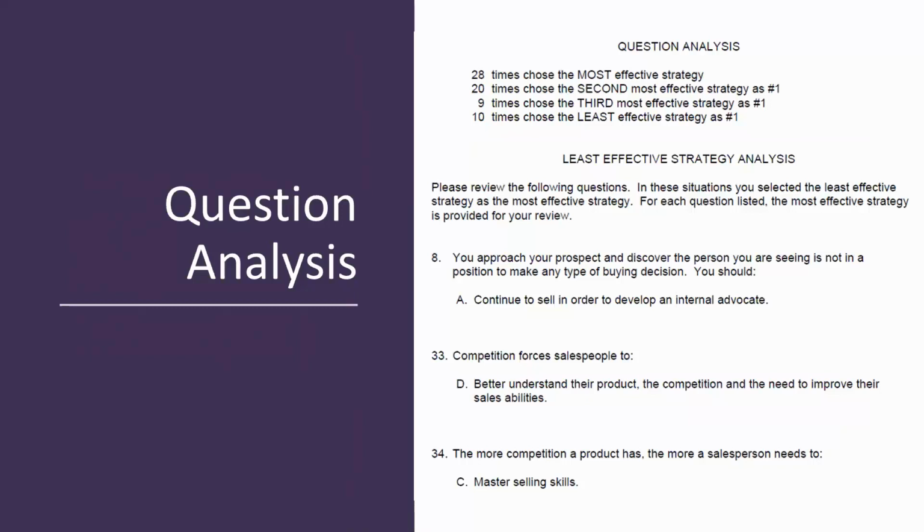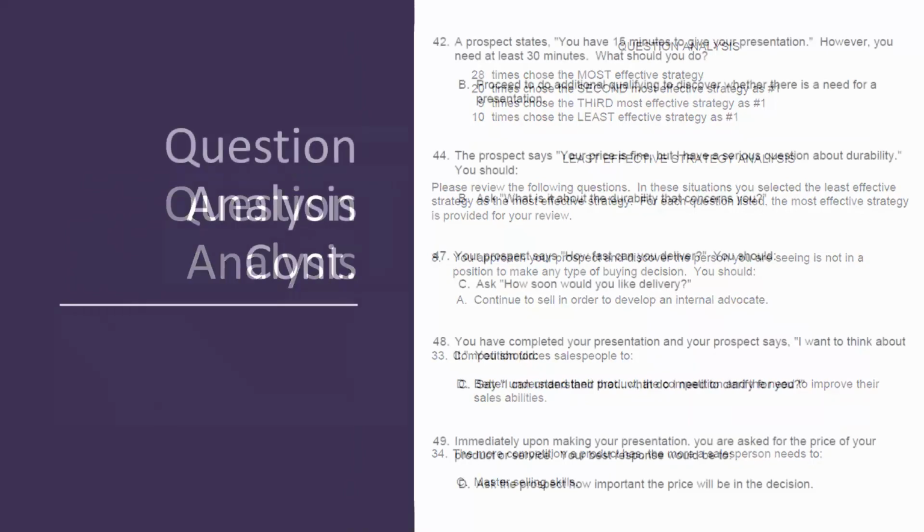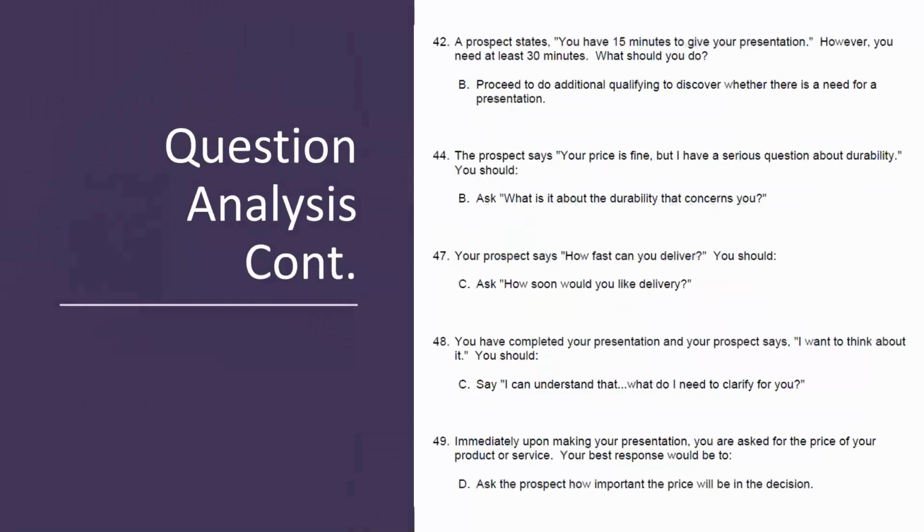Question 34, the more competition a product has, the more a salesperson needs to, the correct answer would be C, master selling skills. And this goes on. So this is a breakdown of the way that the individual answered the questions, and then teaches you what the correct answer or action should be.